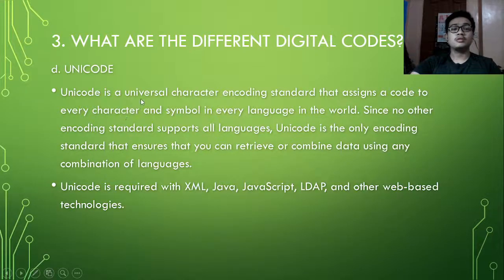Lastly, we have Unicode, which is a universal character encoding standard that assigns a code to every character and symbol in every language in the world. Since there are no other encoding standards that support coding in all languages, Unicode is the only encoding standard that ensures that you can retrieve or combine data using any combination of languages. Unicode is required with XML, Java, JavaScript, LDAP, and other web-based technologies.